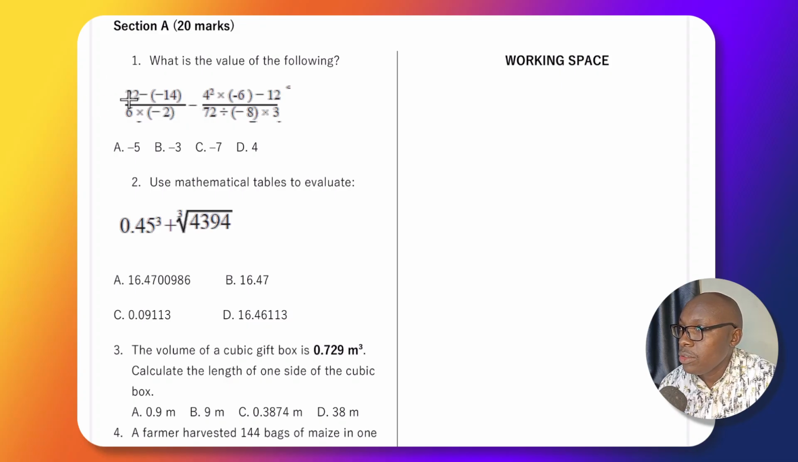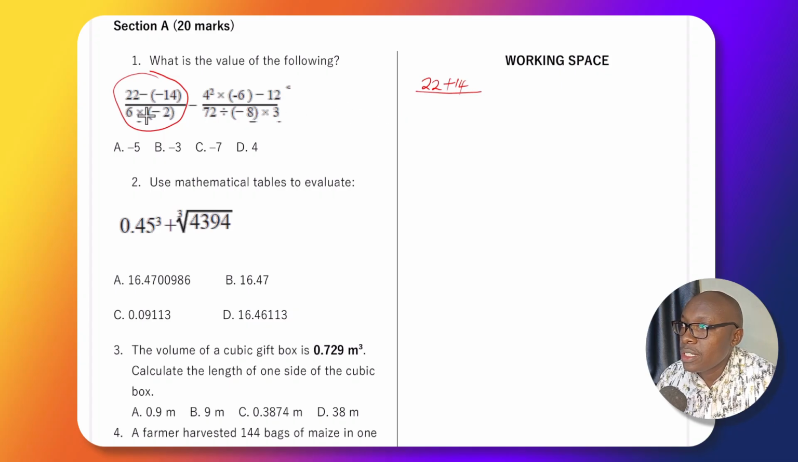Also, it is important to understand integers: negative multiplied by positive, positive multiplied by negative, and so on. In this particular question, I will start by working out whatever we have on this side. So 22 subtract negative 14. Negative multiplied by negative, when you open the bracket, this will give 22 plus 14. That is what you get.